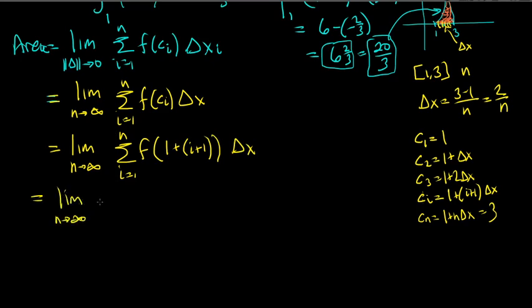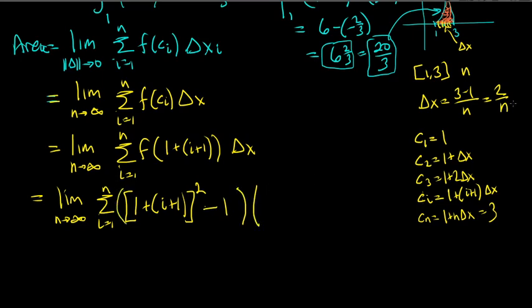We know how tedious this is. This is not a pleasant calculation, but this is just x squared minus 1. So we're just going to square this mess here, and then minus 1, and then all of that times delta x. Of course, delta x is what? It's 2 over n. So delta x is just equal to 2 over n.